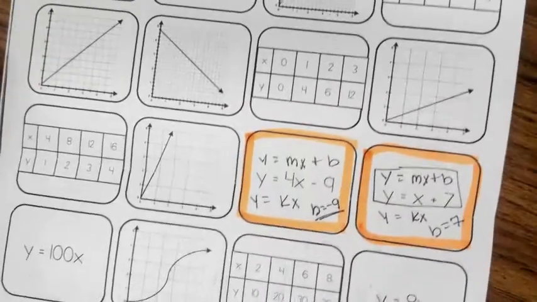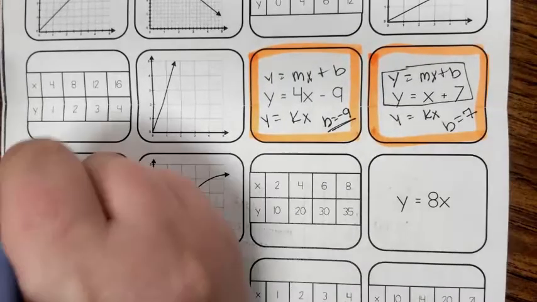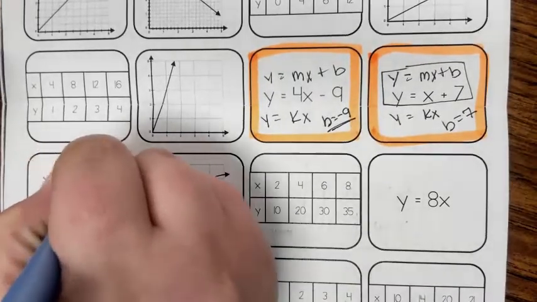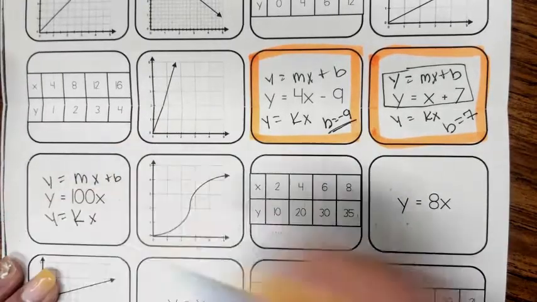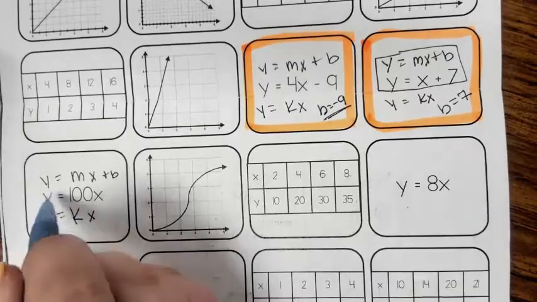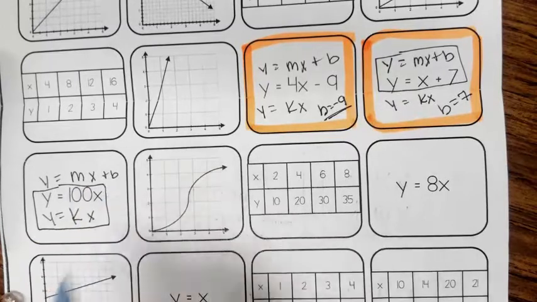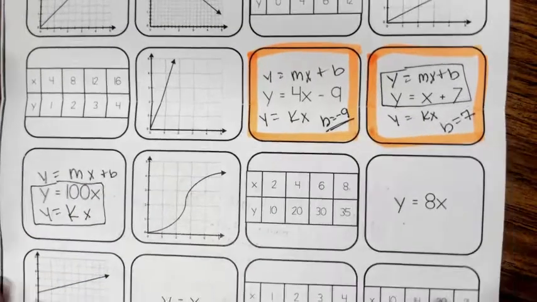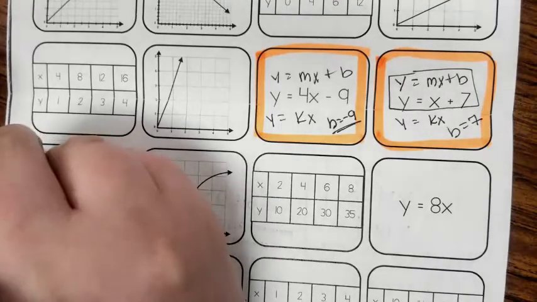Looking at the next row, there's two equations there. I'm writing y equals mx plus b and y equals kx. Y equals 100x looks like y equals kx because b is 0. There's not a plain constant right there. That means this is proportional, so I'll color this purple.